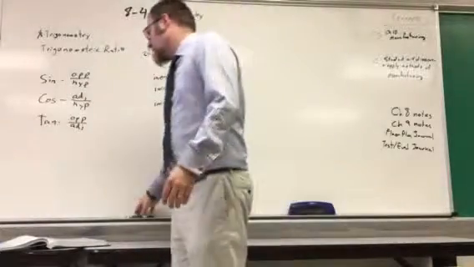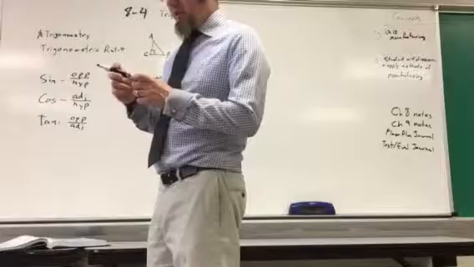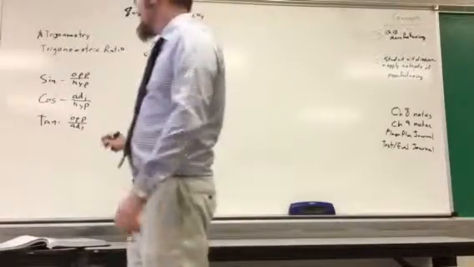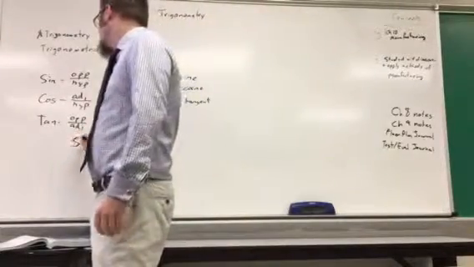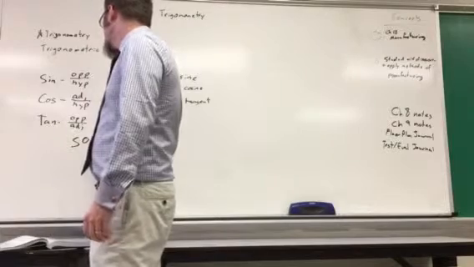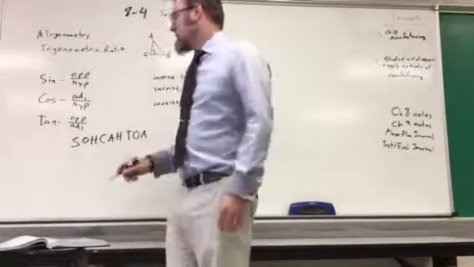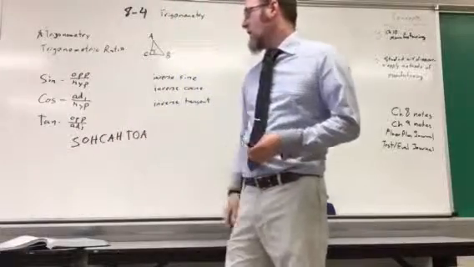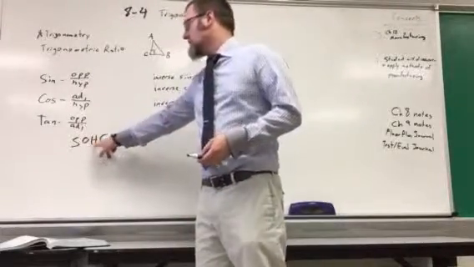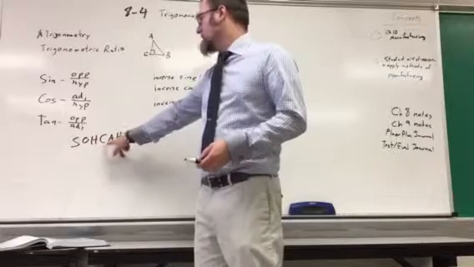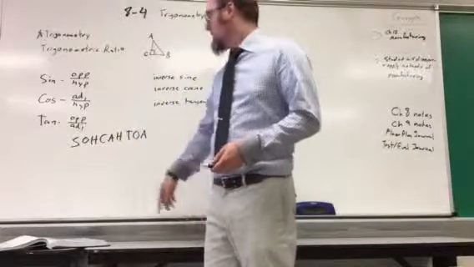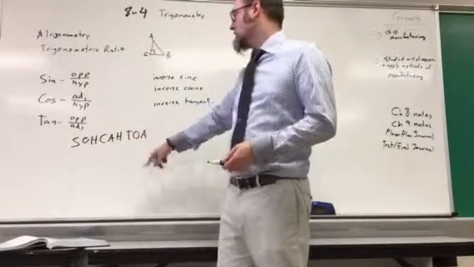Usually the way that people remember this is they're told that there's an Indian princess named Sohcahtoa. So if you can remember Sohcahtoa, the sine is the opposite over the hypotenuse, the cosine is the adjacent over the hypotenuse, and the tangent is the opposite over the adjacent.